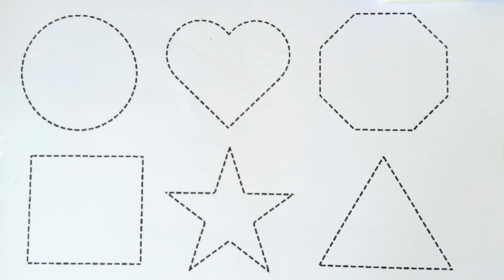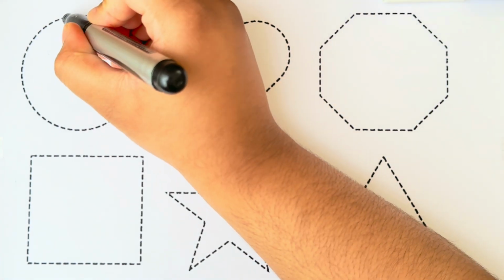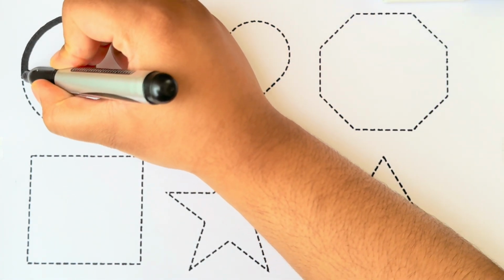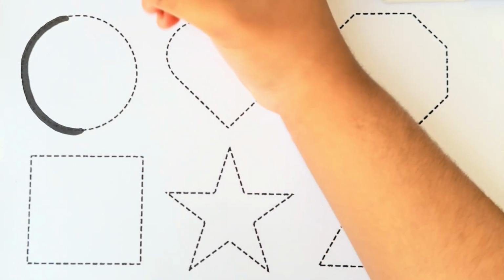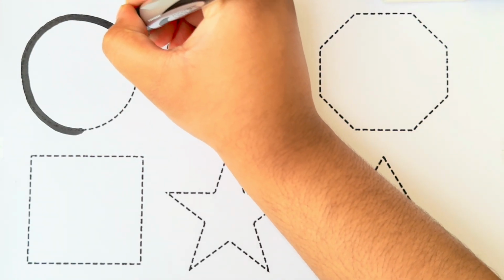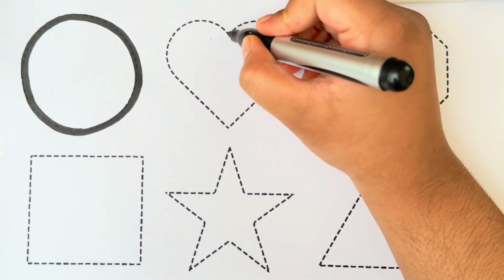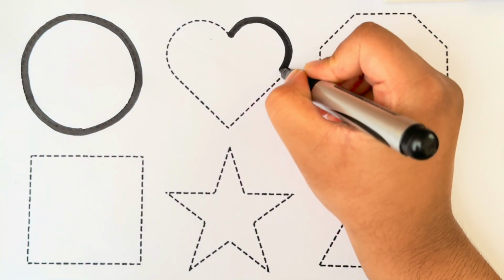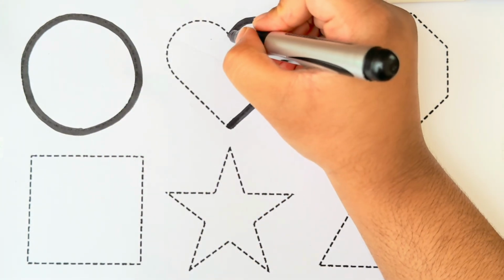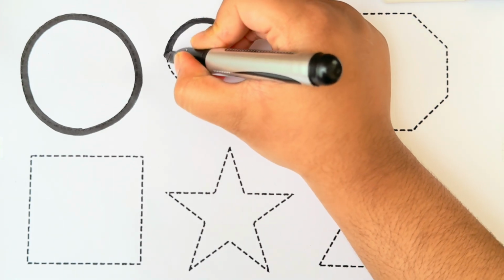Let's start draw some 2D shapes. Circle. This is a circle. Circle. Heart. This is a heart. Heart.